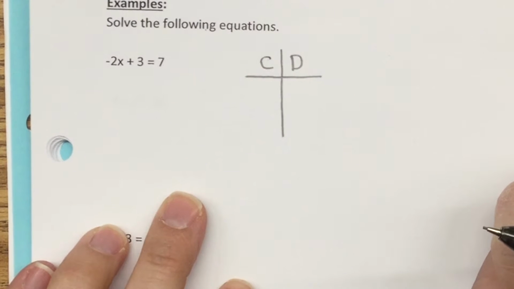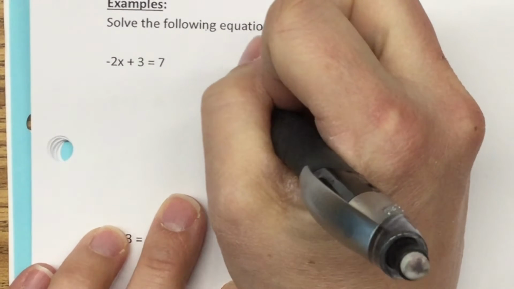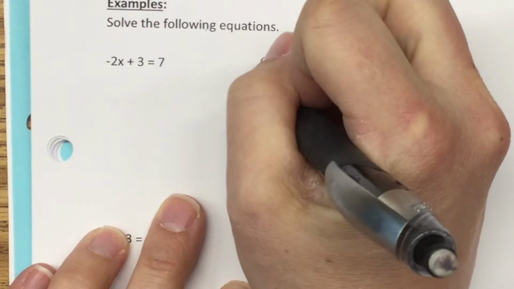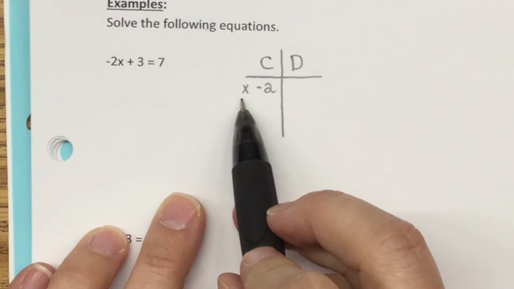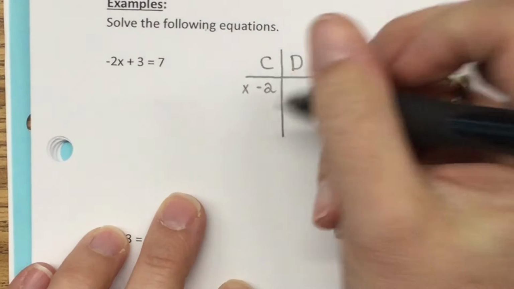Caitlin, what is the first thing that's happening to x? It's getting times by -2. Right on. So it's being multiplied by -2. Bowden, what's the opposite of that? What's the opposite of multiplying? Yeah, right on.